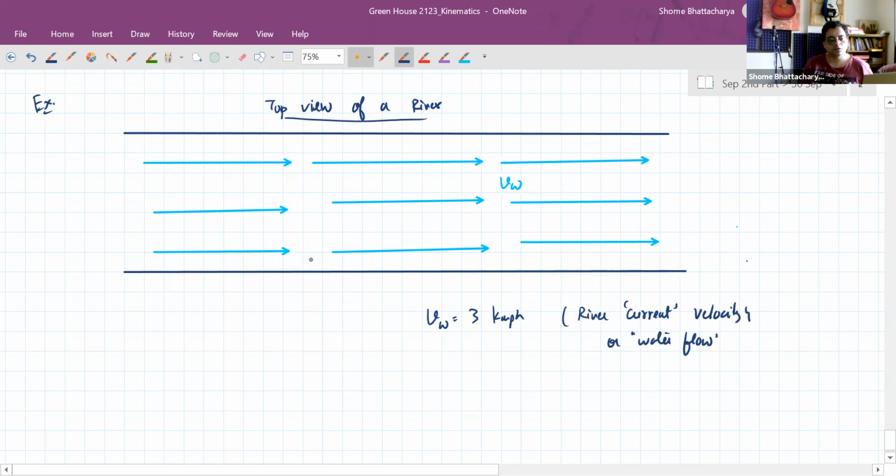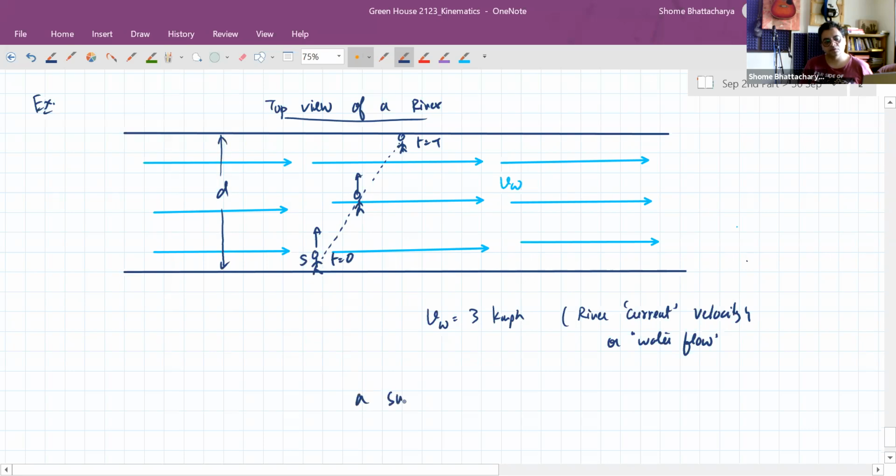Okay. Now a swimmer orients his swimming like this. But because of the drift of the river, he ends up moving like this. So his body is oriented like this, but the river will make him drift and he'll end up reaching here. So if he starts from here at t equal to 0 and he reaches here, also the width of the river is given to us.